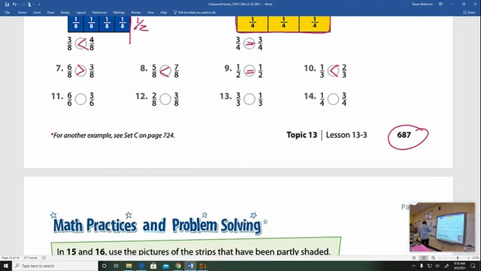What about this one? 6/6 and 3/6. Schmidt? 6/6. And what, Zoe, is 6/6 equivalent to?